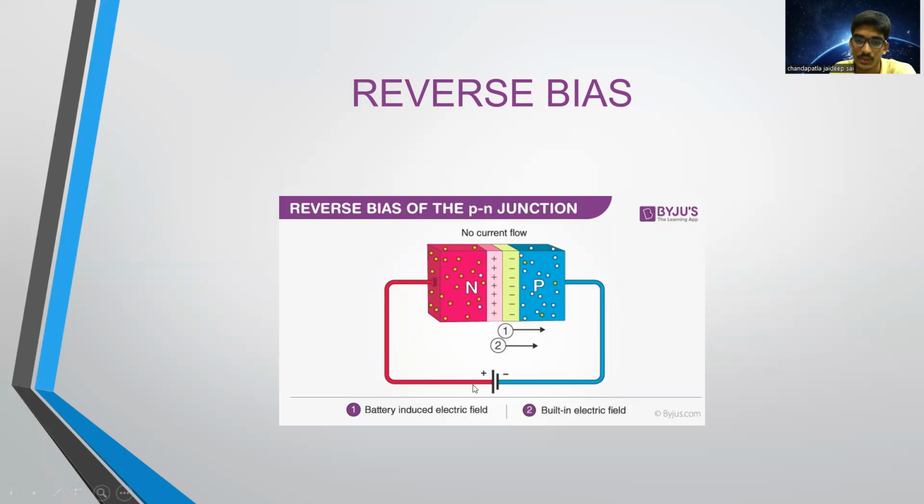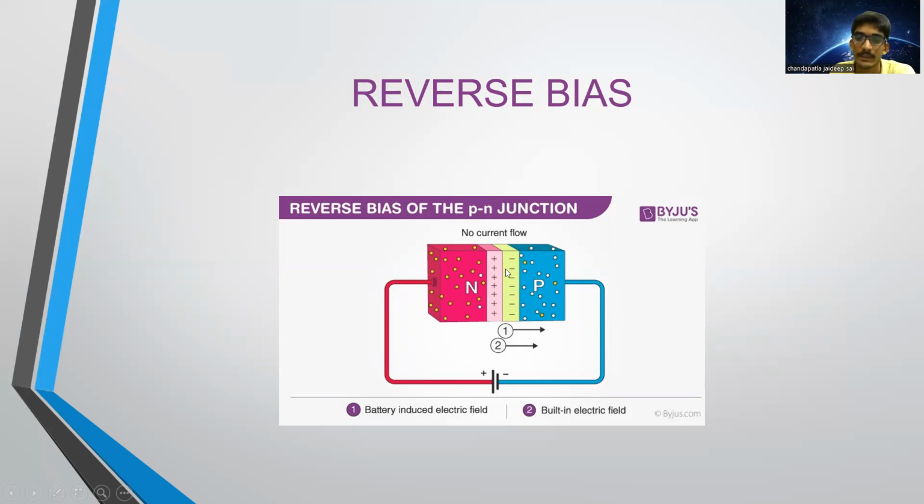Here we have the voltage supply, and this is the positive terminal of the battery and this is the negative terminal of the battery. This negative terminal of the battery is connected directly to the P side of the PN junction, and this positive terminal of the battery is directly connected to the N type of the PN junction. So here no current flows.